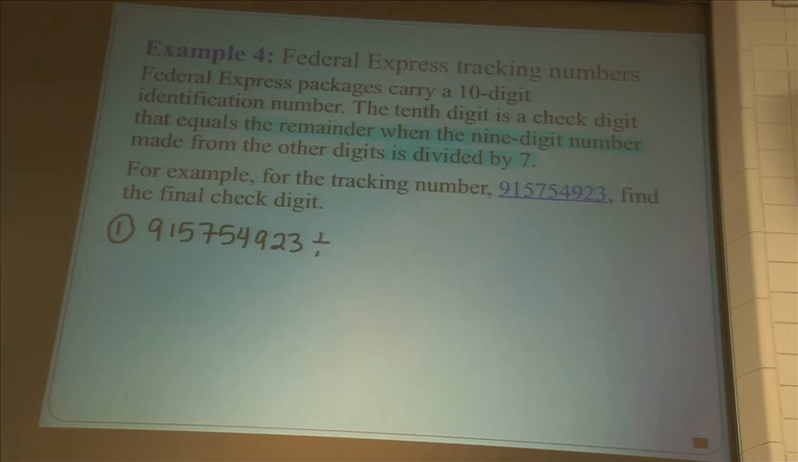915,754,923 divided by 7. 7 is our magic number when we're talking about the FedEx tracking. So punch that in. 915,754,923 divided by 7 gives me this ugly 130,822,131.9. What that means is 7 goes into 915,754,923 a lot of times evenly with some stuff left over. Okay?